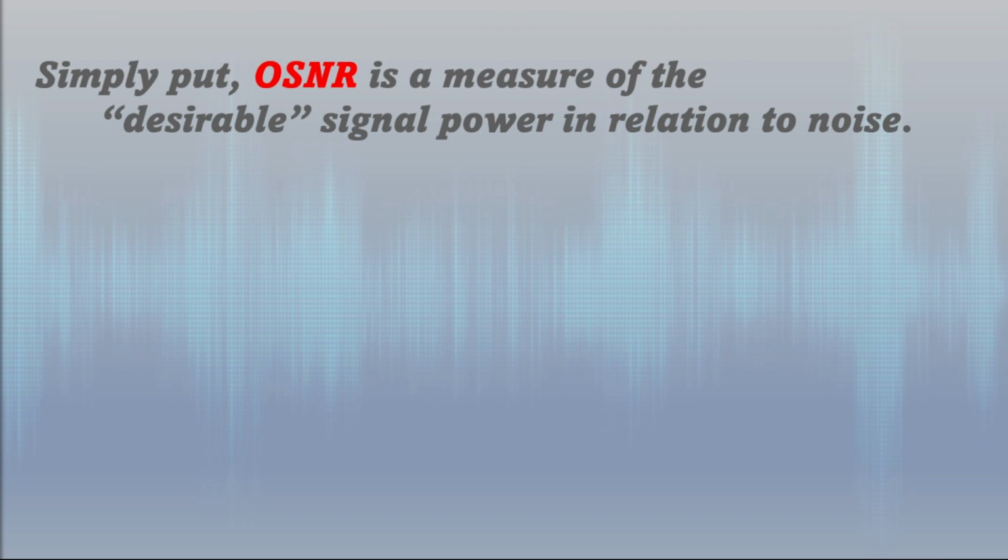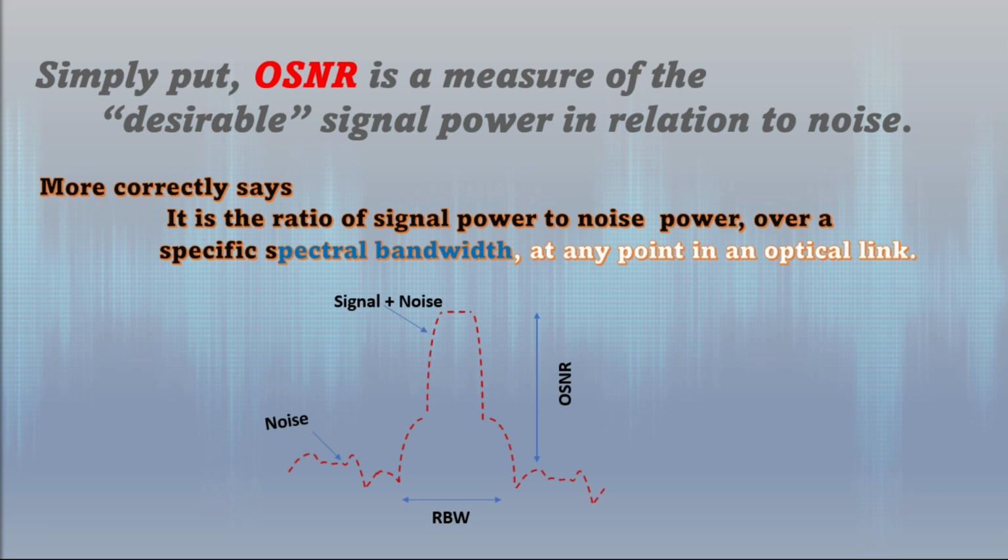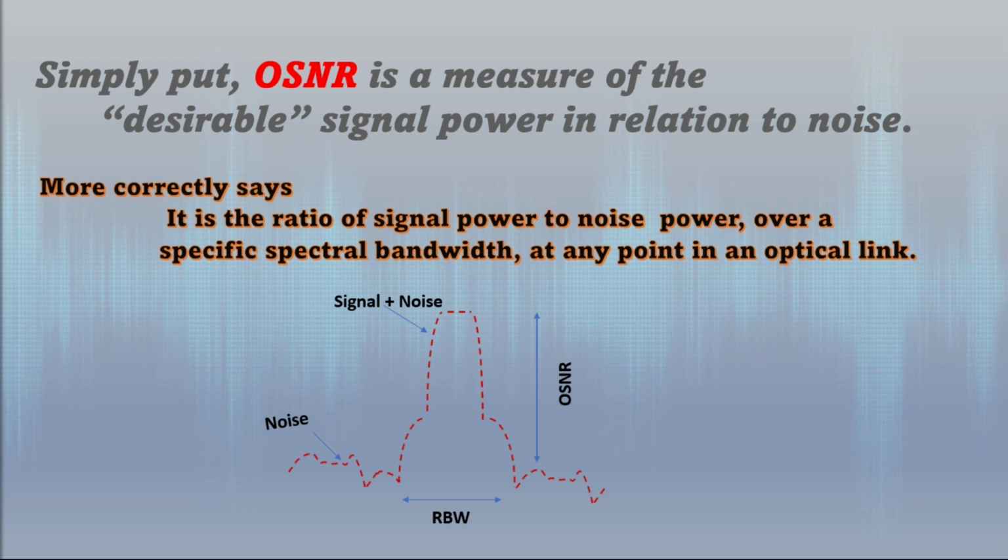Simply put, OSNR is a measure of the desirable signal power in relation to noise. More correctly we can say, it is the ratio of signal power to noise power, over a specific spectral bandwidth, at any point in an optical link. It is important to specify the spectral bandwidth and the wavelength range, so the signal and noise power are bounded.